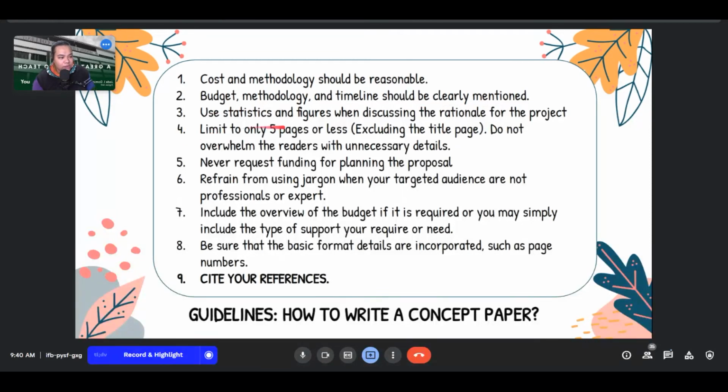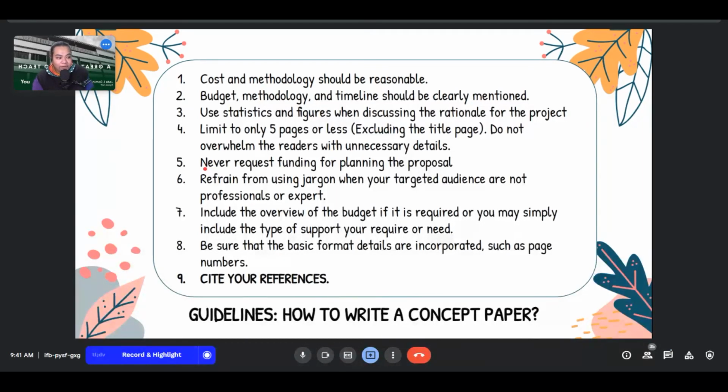Next, limit it to only 5 pages or less. Do not overwhelm the readers with unnecessary details. Again, hindi po length ang tinitingnan natin. Clarity and the effectiveness of your explanations. So, meron kasi minsan title page. It depends on the institution or the people who are going to read the concept paper, kung meron silang title page or kung ano yung format na ibibigay sa inyo.